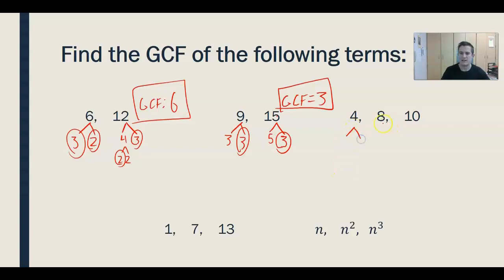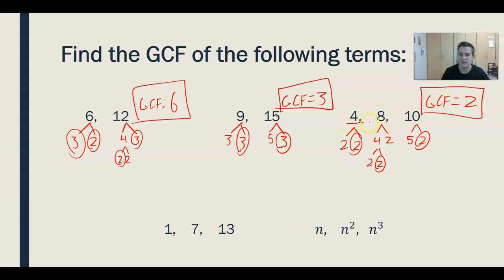Let's do 4, 8, and 10. So 4 is 2 and 2. 8 is 4 and 2, and then 2 and 2. 10 is 5 and 2. So right off the bat, I can see I have a 2 in common. And that's it. That's the only common factor between all of those. So the greatest common factor of these three numbers is 2.